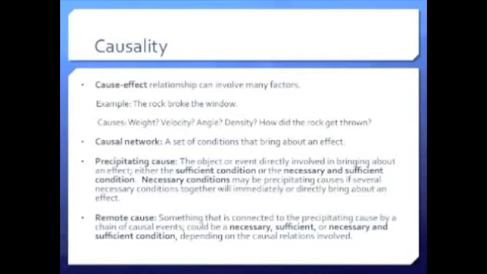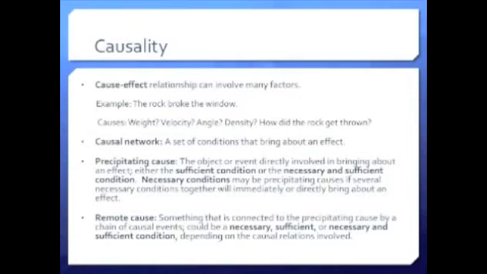However, would the rock alone account for the breaking of the window? Wouldn't we also have to consider the weight of the rock, the velocity or speed the rock was traveling when it hit the window, the angle at which the rock was thrown, the density of the window, and how the rock actually came to be thrown at the window? All of these factors may also be regarded as causes of the broken window. These various causes constitute a causal network. Every effect occurs within a causal network. A causal network is a set of conditions that bring about an effect.